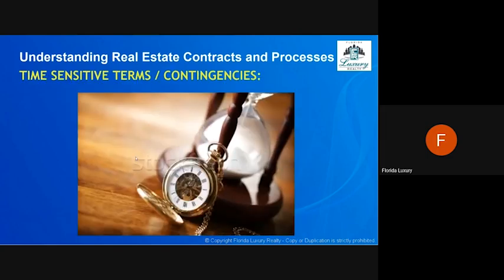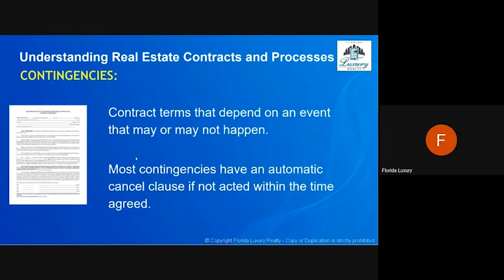Now, for time sensitivity, this is a big thing that a lot of people really don't understand with the contract. A contingency is something that may or may not happen. So what are some contingencies in a contract? An appraisal contingency. Okay, what else? They have to sell their home. Home to sell, inspection. Any others? Mortgage. Financing. Those are the big 4. So something that may or may not happen.